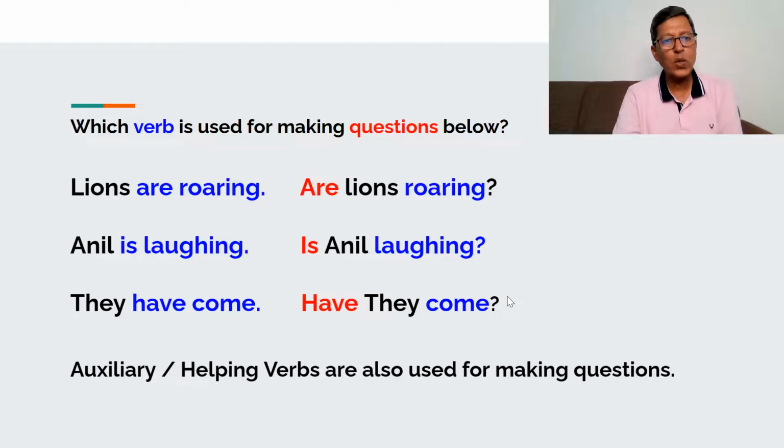So once again, auxiliary verbs, or the helping verbs as they are called, that's the other term for auxiliaries, are also used for making questions, not the main verbs.